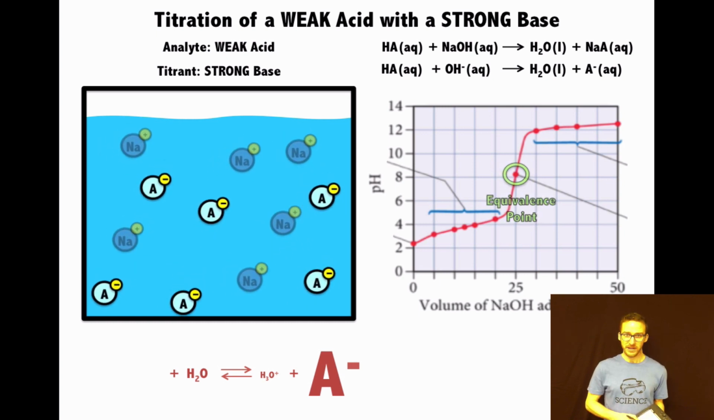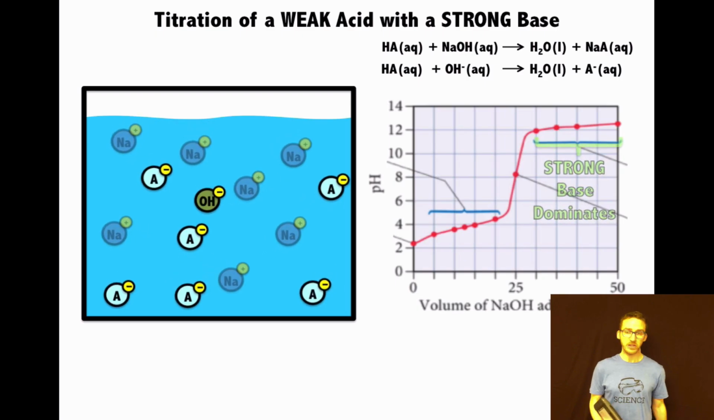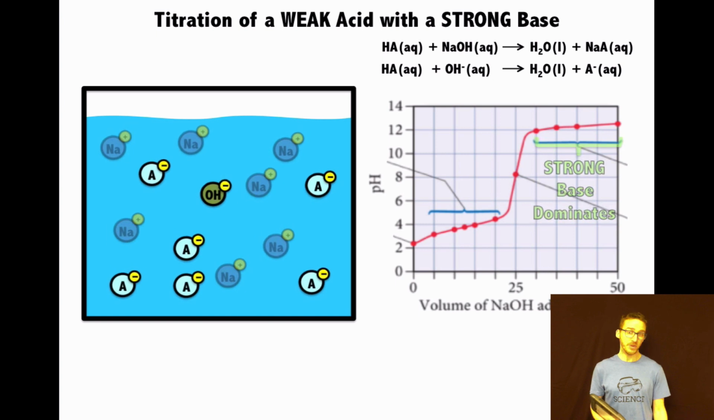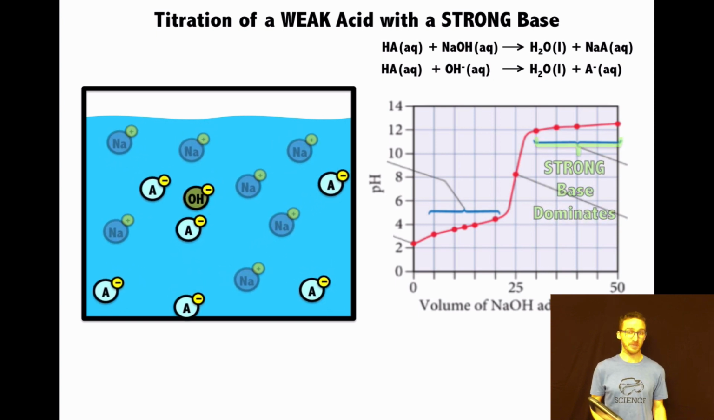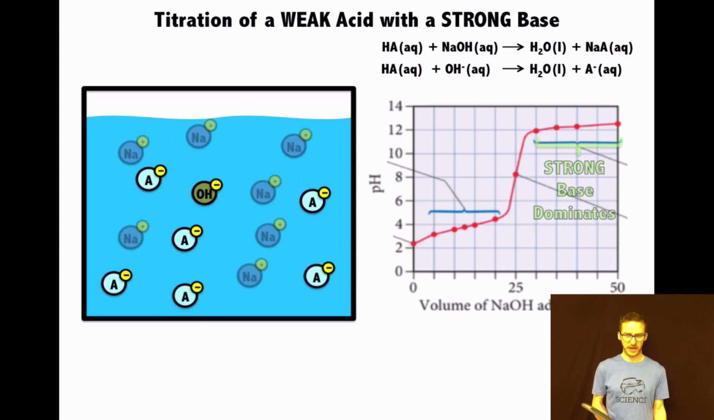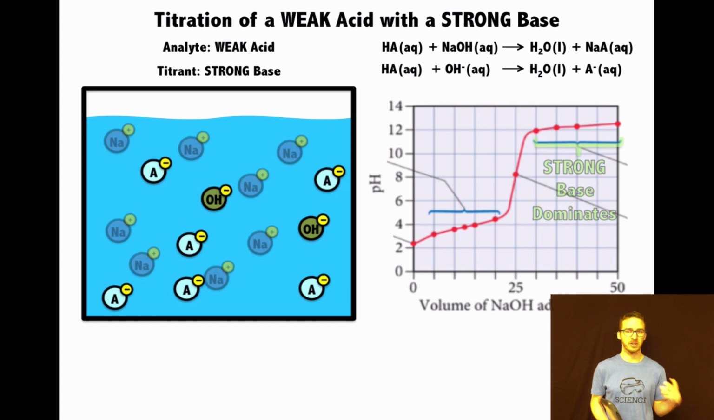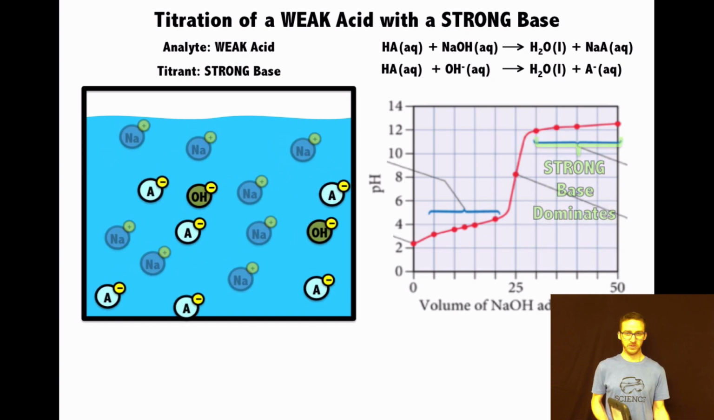If I keep going, notice that we have a huge jump in pH. What's contributing to the pH here is that strong base. It's overwhelming any contribution to the pH by that weaker conjugate base. And if I keep going, it's just going to continue to be that strong base that's going to determine what's going on with the pH of my solution at this point.